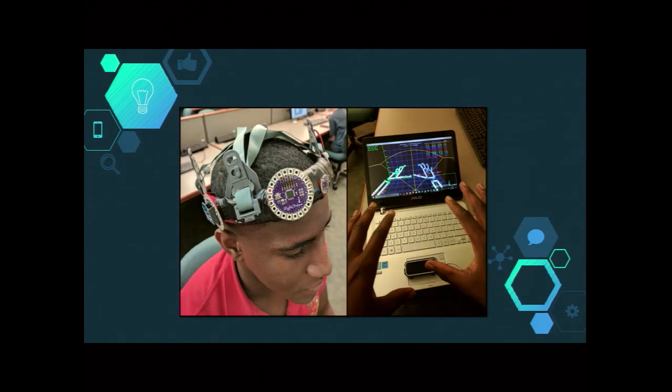Here's an example of our first prototype. On the left, you'll see a picture of the headpiece. As I mentioned, you'll notice the Arduino, accelerometers, and wireless transmission chips. On the right, you'll see our hand tracking system. We use the Leap Motion camera due to its infrared abilities.